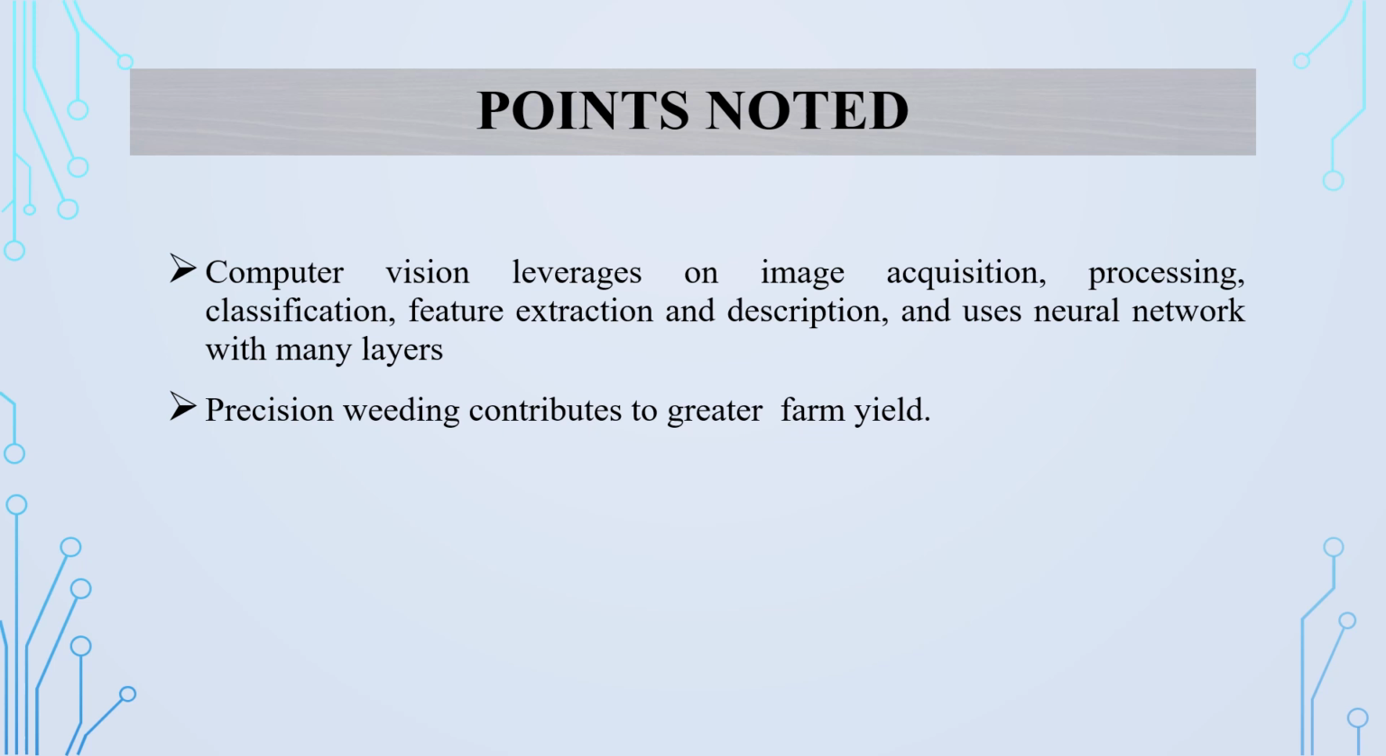And the second being precision weeding, and this contributes to greater farm yield because there is a clear difference between the crop and the weed, and when this is established, then it is easier to target just the weeds than targeting the whole farmland, whereby random spray is done in an area of land and is expected to just target the weeds. At the end of the day, both the plant and the weed are affected, thereby there is going to be a reduction in yield.